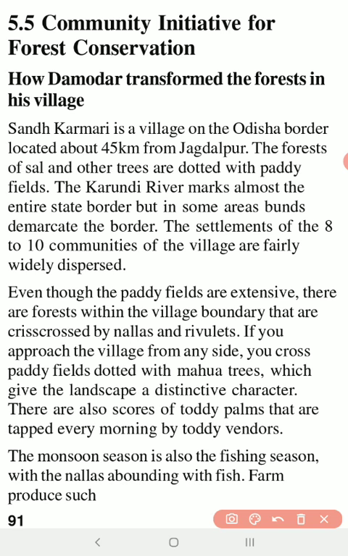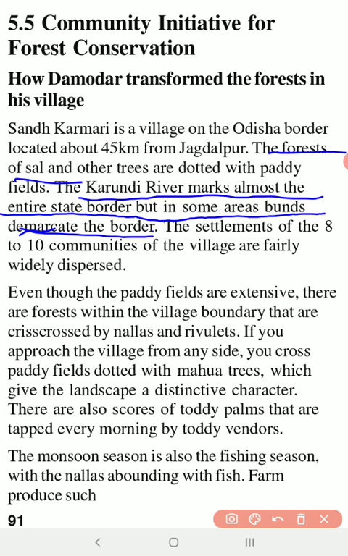So here in that village, a forest of sal is found, and the Karunti river marks almost the entire state border, but in some areas burns demarcate the border. So almost that river, the Karunti river, marks the border of the state of Chhattisgarh. It is this river that divides Chhattisgarh from Odisha. The settlements of 8 to 10 communities. See, even within the tribal group there are different communities. You know it better than I do. I have not really been exposed to tribal communities before, but you know about your communities.